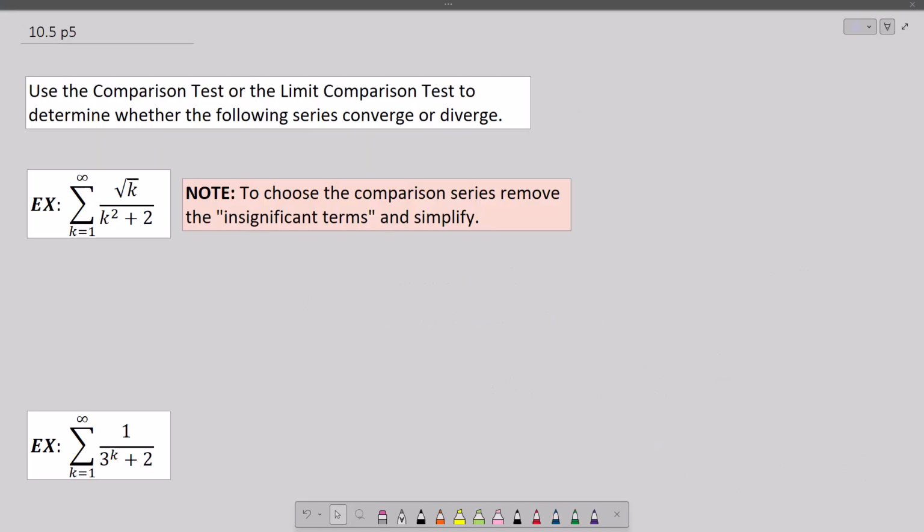Go ahead and try to attack that top problem. So the a sub k is the inside of that series. That's what we're analyzing. So I want you to try to figure out b sub k. To choose b sub k, you remove insignificant terms and simplify. There's only one insignificant term now, that's plus 2. So then simplify, and that's going to be your b sub k. And then try to use the comparison test and see if the inequality is favorable. And if it's not favorable, then go to the limit comparison test.